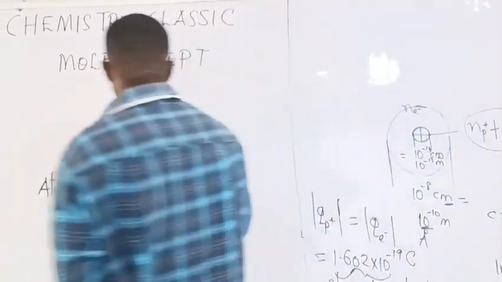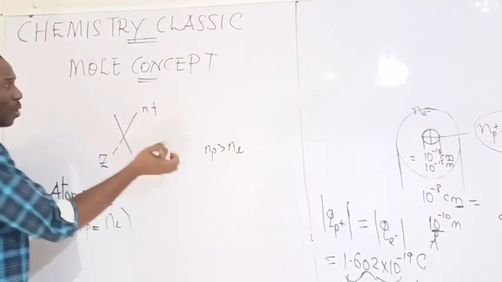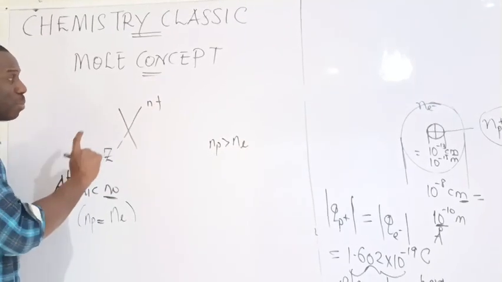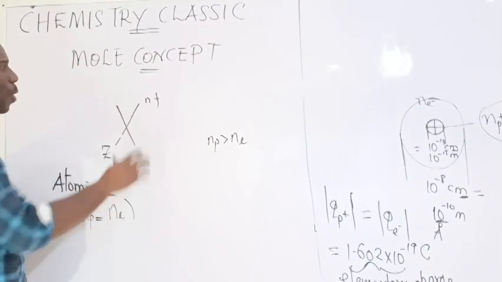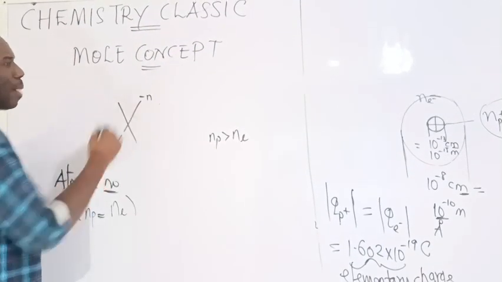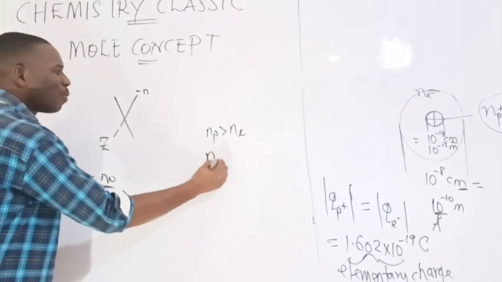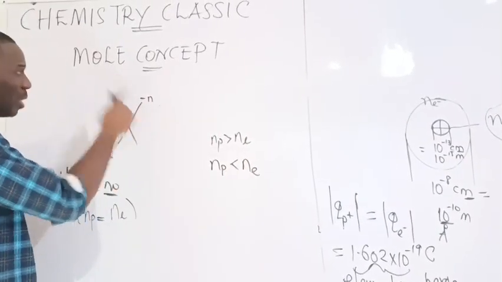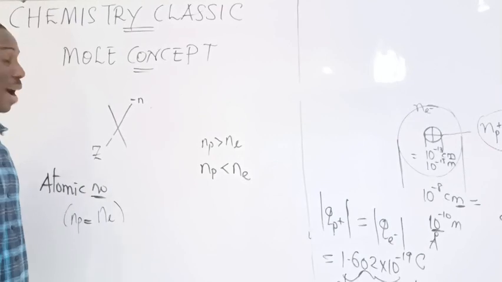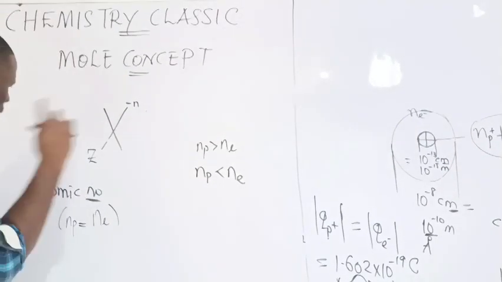All right. And of course, why would the value be plus? It means the atom had lost some of its electrons. But if it had gained, you see a minus here. So it means the number of protons now is less than the number of electrons. So you have more electrons than protons. This is called a negative ion or an anion. All right, so let's proceed.